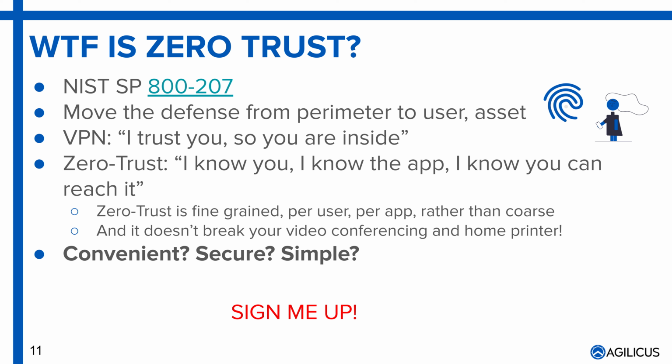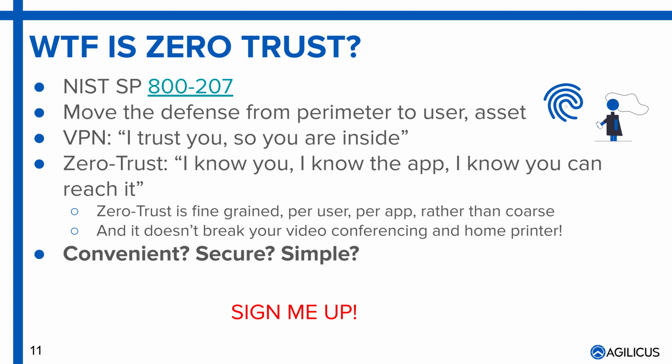It's part of a defense in depth strategy, which is, I think, a very good thing, and all of us should be looking at that as a best practice. The VPN says, I trust you, so therefore you're inside the network and everything trusts you. Zero Trust says, I know you, I know the app you're trying to address, I know that you can reach it, therefore I allow it.